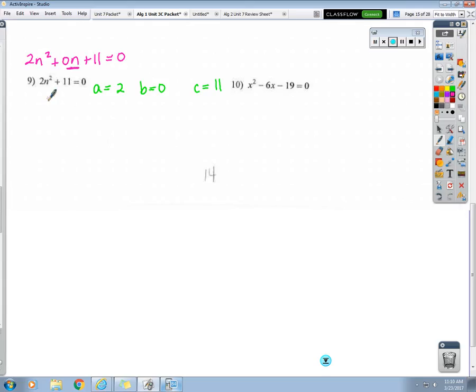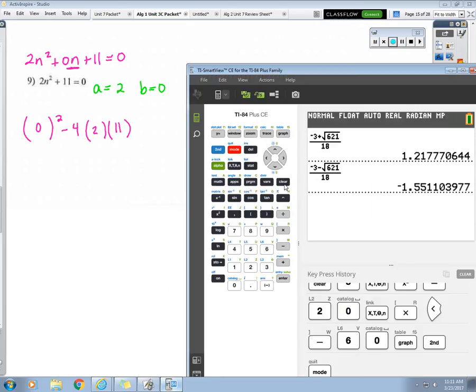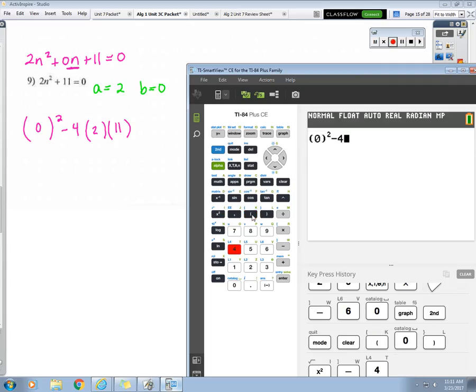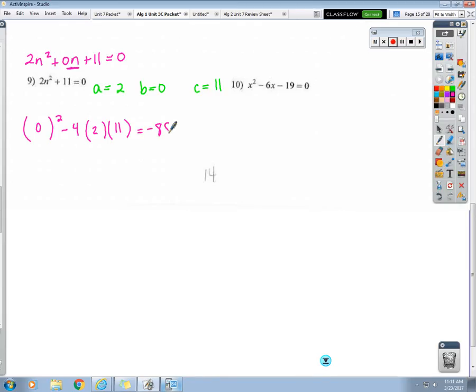Then you find your discriminant. B squared minus 4 times A times C would be 0 squared minus 4 times 2 times 11. But when you type that in, this is what you'll see. Negative 88 is the discriminant. We learned yesterday that when you have a discriminant that's a negative number, it automatically means no solution. So there's no reason to continue working this problem.